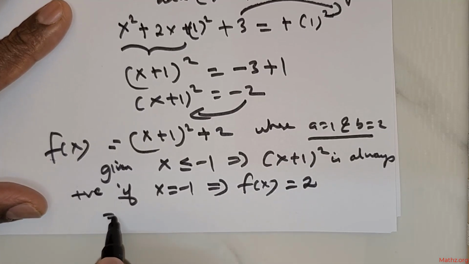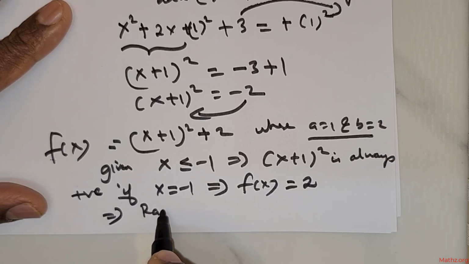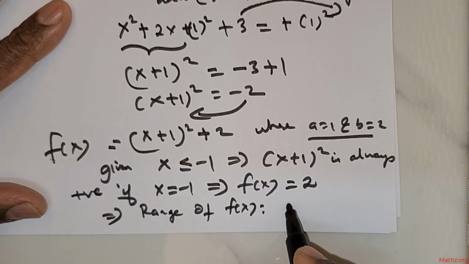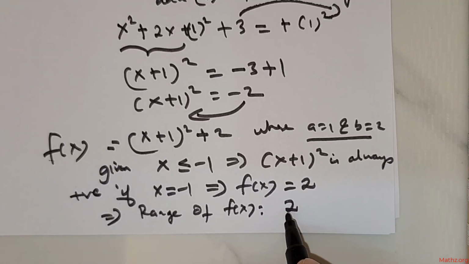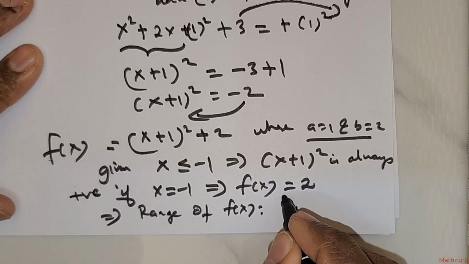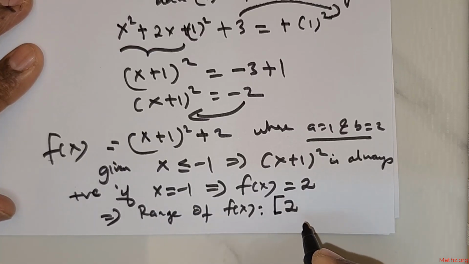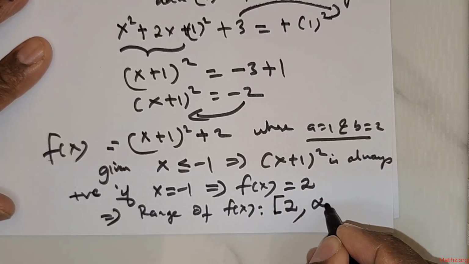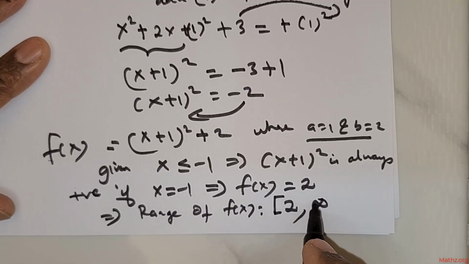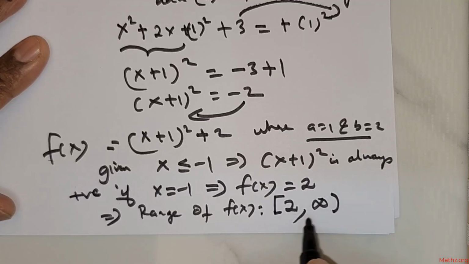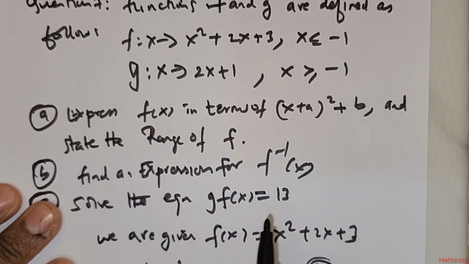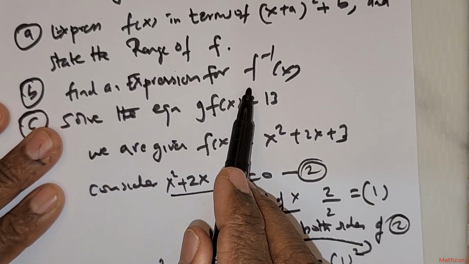So that in turn would mean our range of f of x will have the least value as 2. So that will be the smallest value that f of x is giving us as a range for the smallest value for x. So it starts with 2, it moves all the way to infinity. So that would be the range for the function. So we have completed the first part. Now we have to move to the second part.